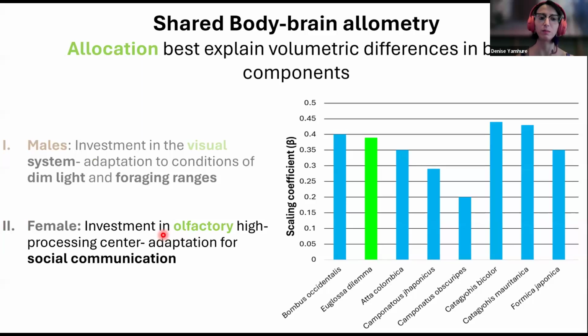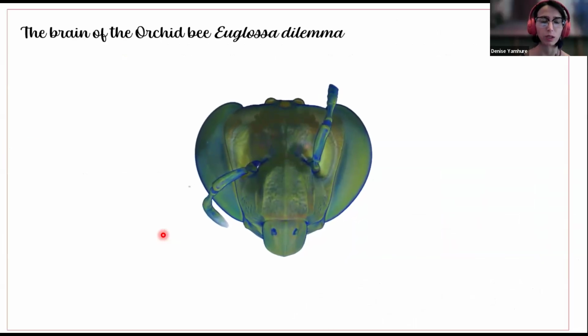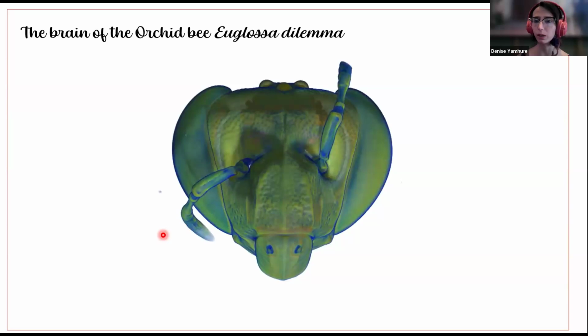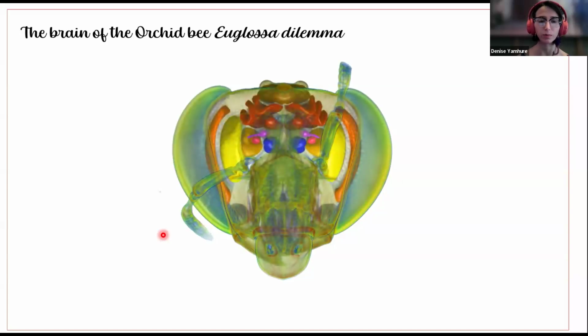And females invest more in olfactory processing centers, and this could be attributed as a potential adaptation for social communication. And as I have the time, I'm just going to show you a quick video of the reconstructed brain of Euglossa dilemma and the advantages of using micro-CT scanning as a non-destructive method for the visualization of soft, non-mineralized tissue.